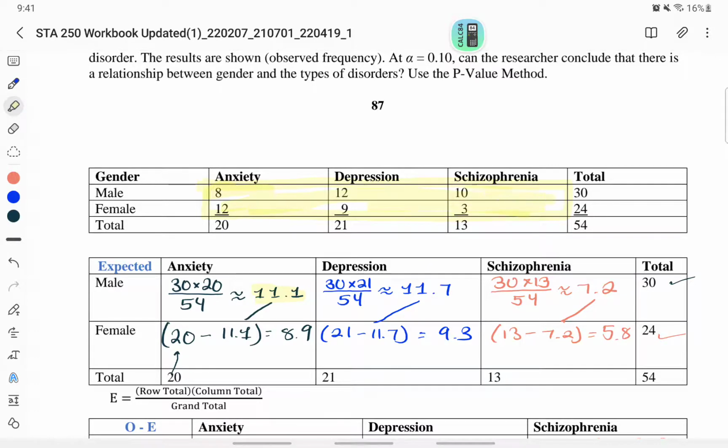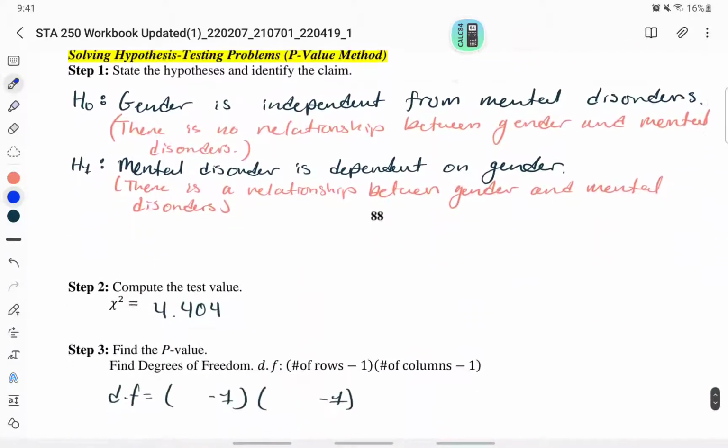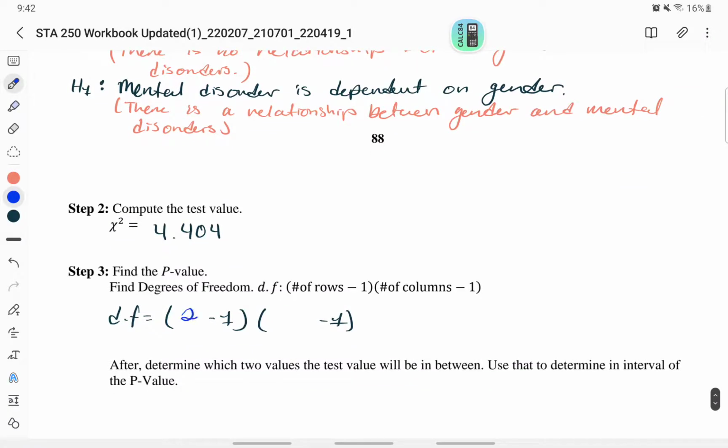This table right here is a 2x3, such that this table has 2 rows and 3 columns. So to find my degrees of freedom, put 3 here, put 2 here. The number of rows minus 1, so that's 2 minus 1, times the number of columns, which is 3, minus 1. 2 minus 1 is 1. 3 minus 1 is 2. 1 times 2 is 2. My degrees of freedom is 2.